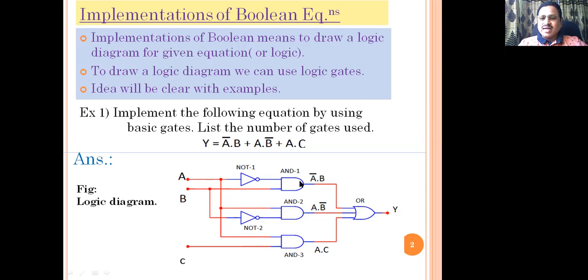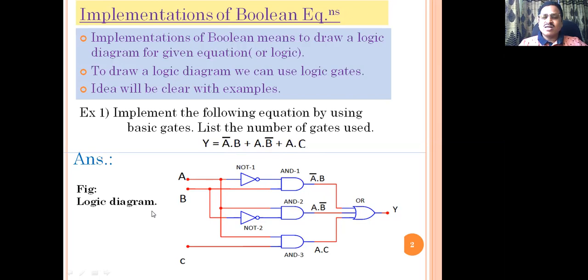So you have got the three terms from three AND gates: the first output is A bar and B, the second AND gate's output is A and B bar, and the third AND gate's output is A and C. In between these three terms there is an OR. So apply the outputs of all these gates to one more OR gate having three inputs. As a result, the resultant Y will be the output given in the equation. So you have got the implementation of the equation by using basic gates.